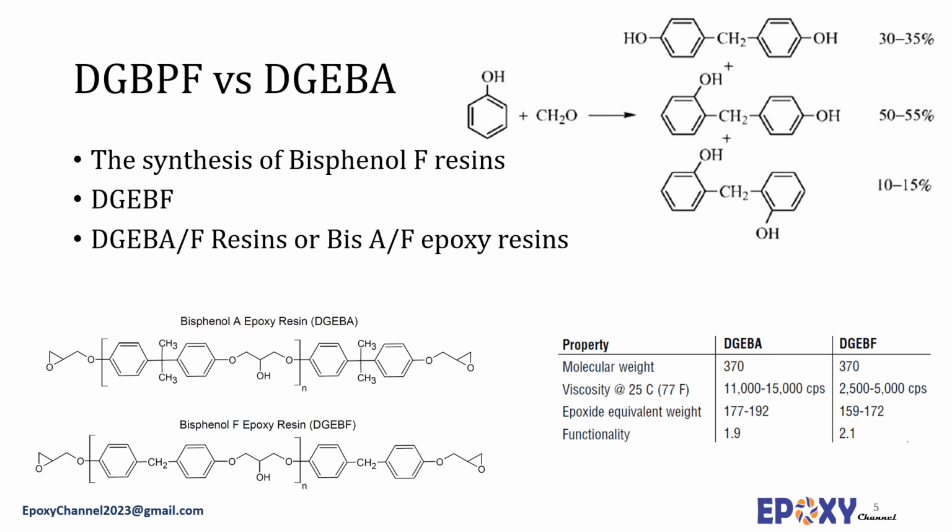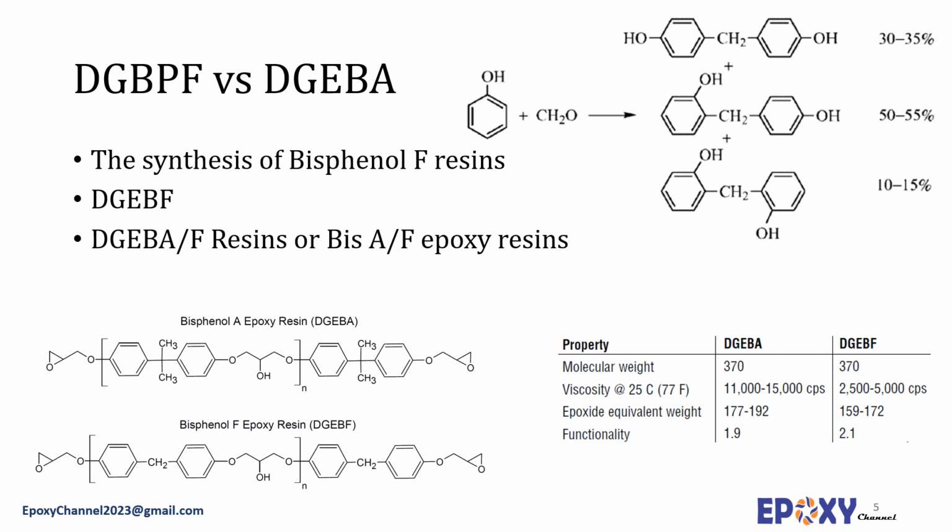Bisphenol F is similar to bisphenol A, except phenol is reacted with formaldehyde rather than acetone. The resultant phenolic chemical does not have the two methyl groups that are present between the ring structure in bisphenol A resins. Bisphenol F is reacted with epichlorohydrin to form the glycidyl ether bisphenol F resins.